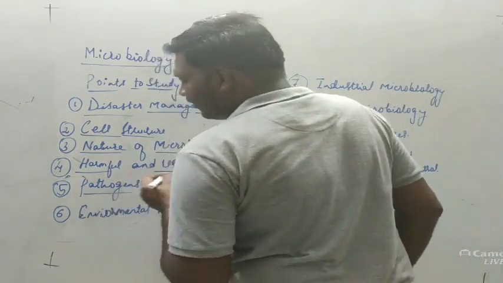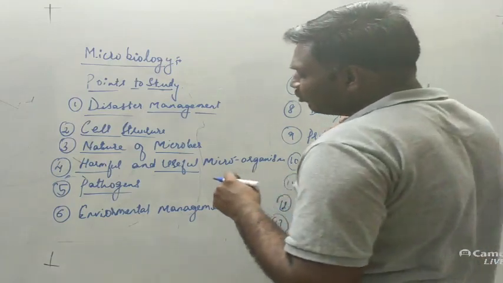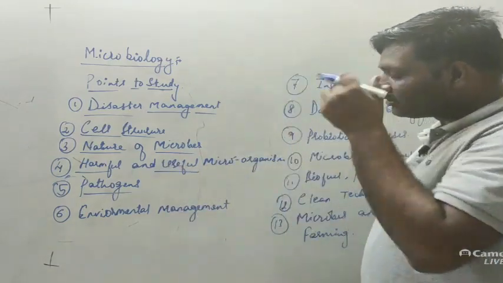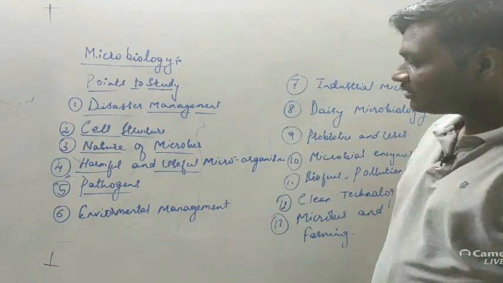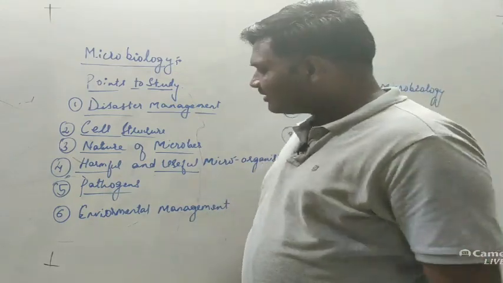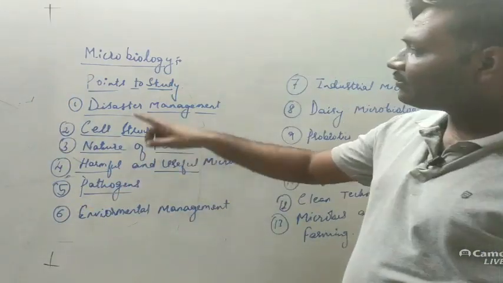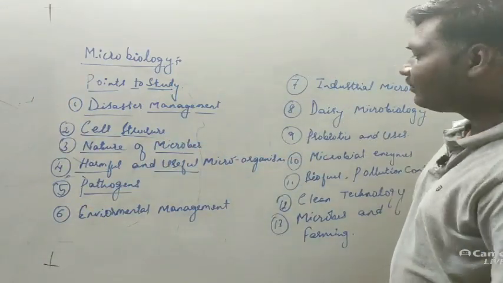Then pathogen. What is a pathogen? The disease causing organism or disease causing microorganism is referred to as a pathogen. So here we will discuss pathogens. Then we will move towards environmental management. Environmental management is somehow associated with disaster management, so we will discuss disaster and environmental management together.